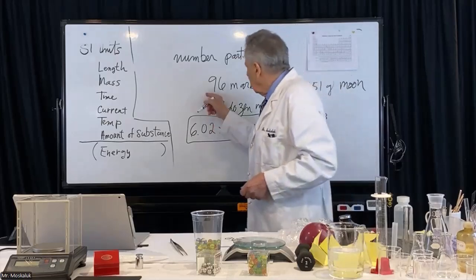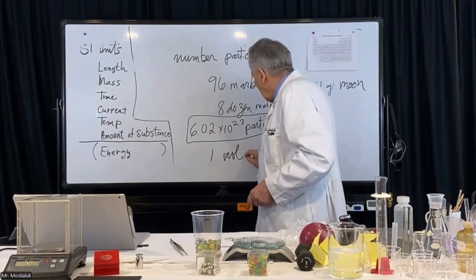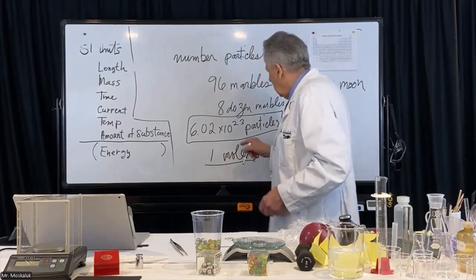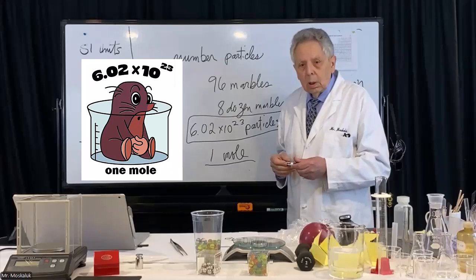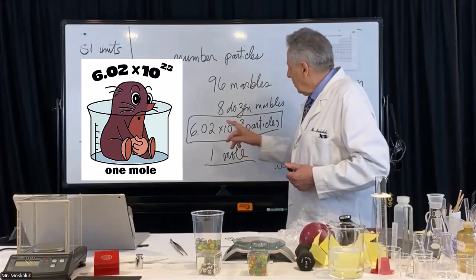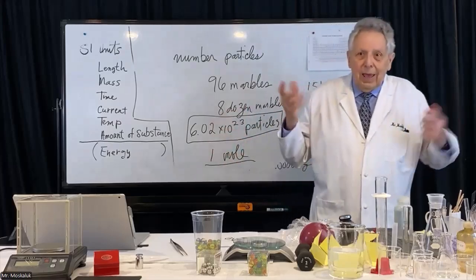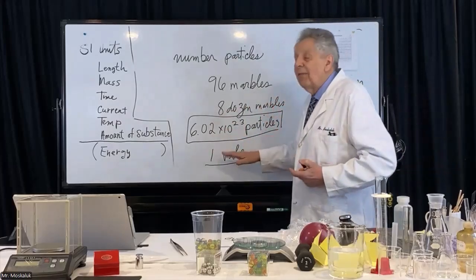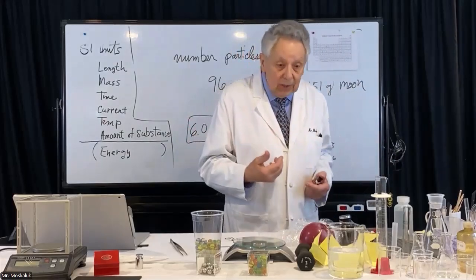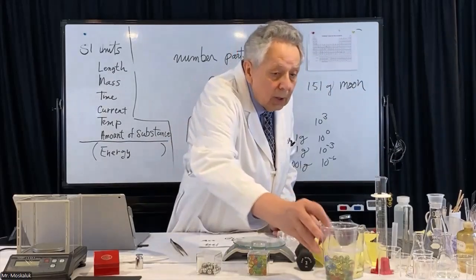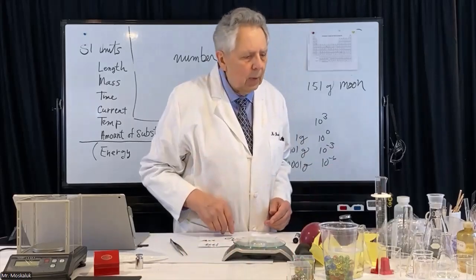Now, we don't bother with that number. We don't use 96 marbles. We use 1 mole. This number of particles is 1 mole. If I had 6.02 times 10 to the 23 marbles, it would cover the entire Earth by about a half mile or so. That many. I would have 1 mole of them. So the mole is the chemist's dozen. It tells you the amount of chemical that you have. Let me give you an example.